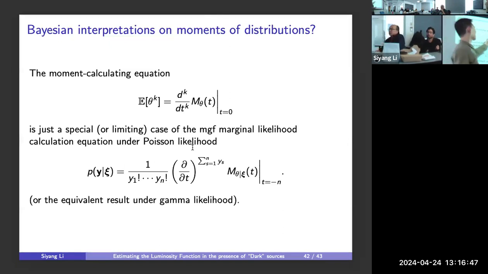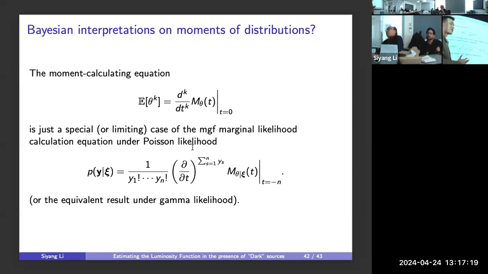Because we have this very famous formula for calculating moments of a distribution, and that's very similar to the formulas in our theorems. The only difference is that the calculation for moments is plugging in a 0, but here we're just plugging in, for example, the marginal likelihood calculation formula is just plugging in negative n. So maybe this formula can be a special or limiting case of our formula.